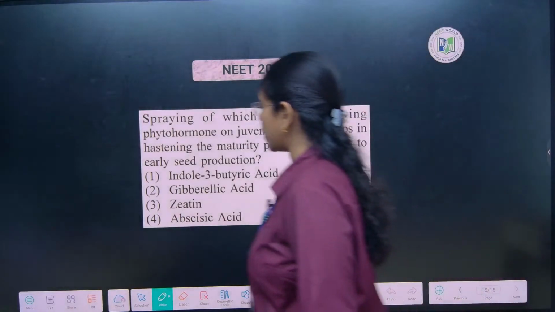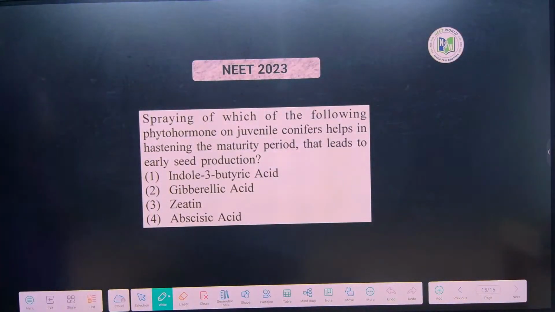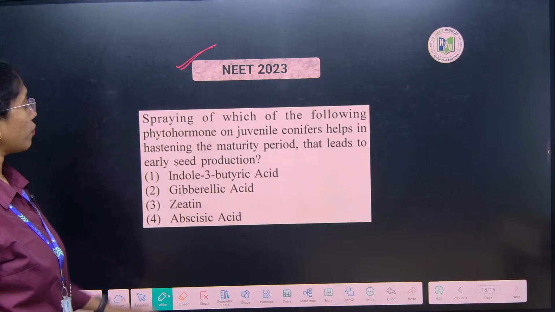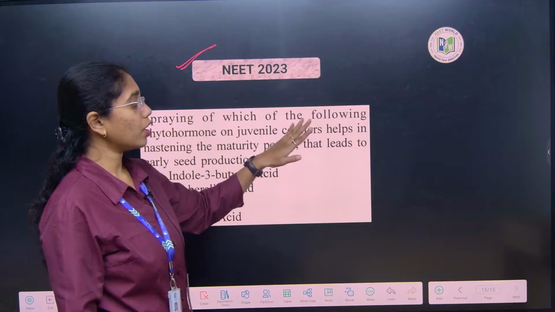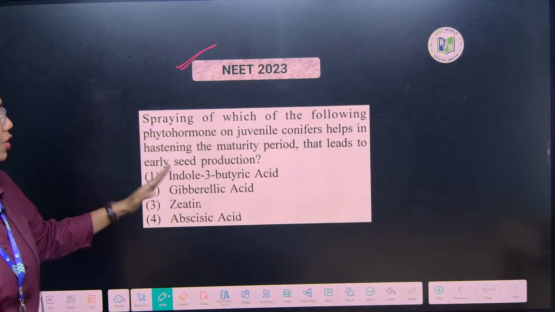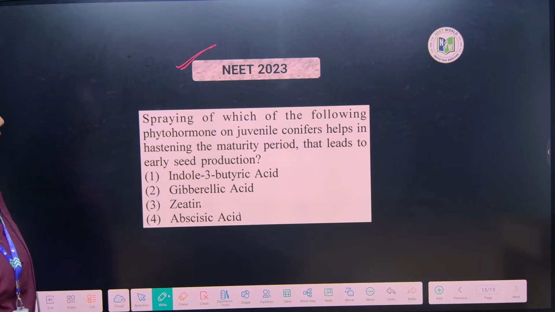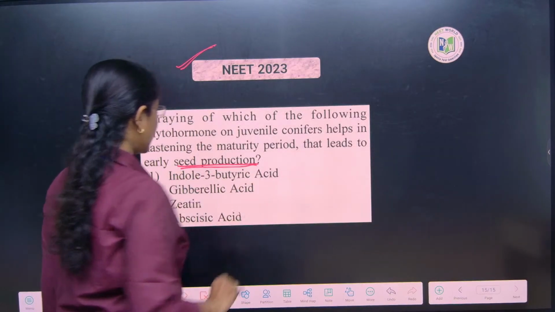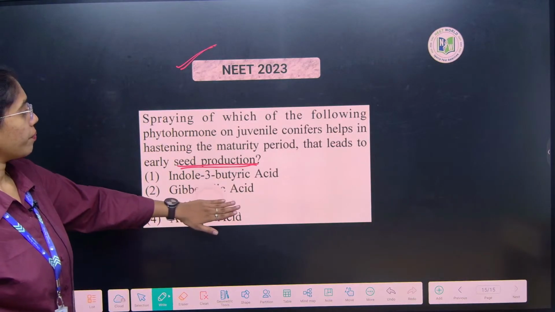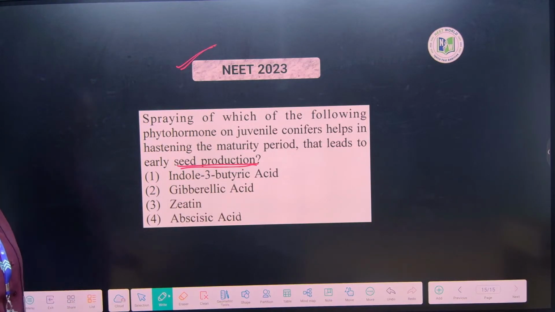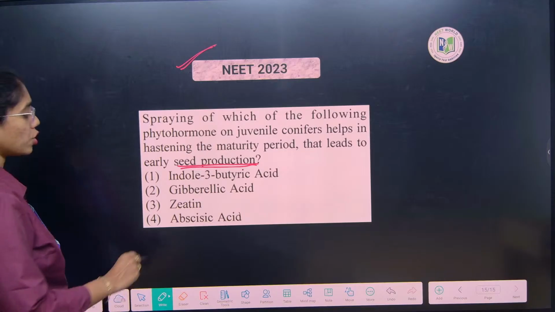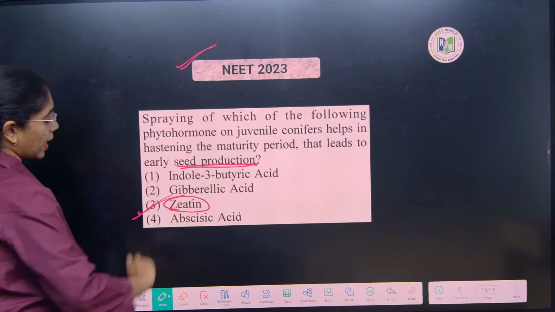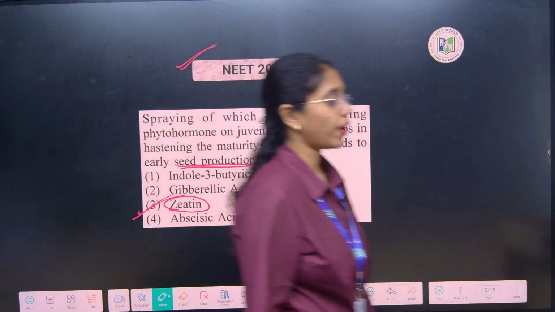And then this is the last question of today's session, which was asked in the year NEET 2023. Spraying of which of the following phytohormones on juvenile conifers will help in hastening the maturity period that leads to early seed production? Which phytohormone? Of course, it is cytokinin, and the natural form of cytokinin is zeatin. So, the right answer will be option 3. Fine, right?